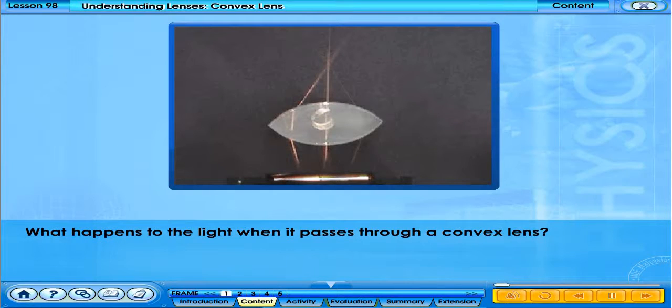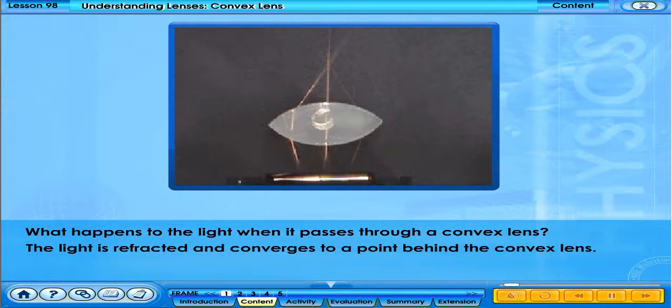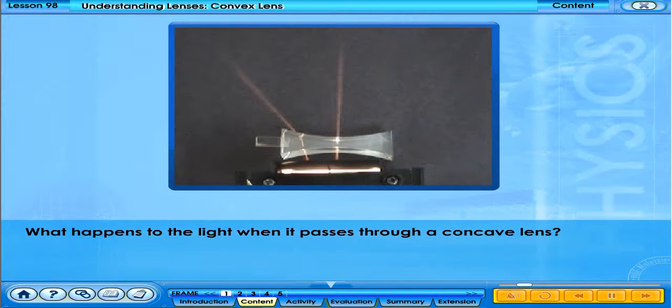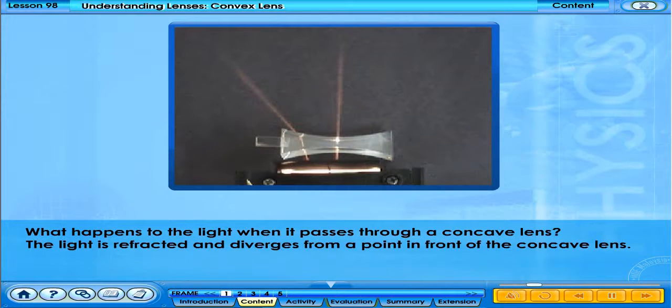What happens to the light when it passes through a convex lens? The light is refracted and converges to a point behind the convex lens. What happens to the light when it passes through a concave lens? The light is refracted and diverges from a point in front of the concave lens.